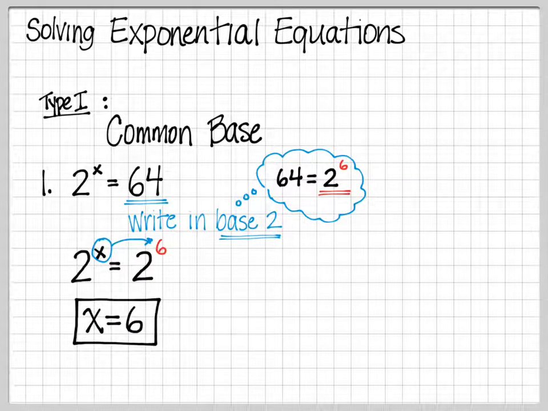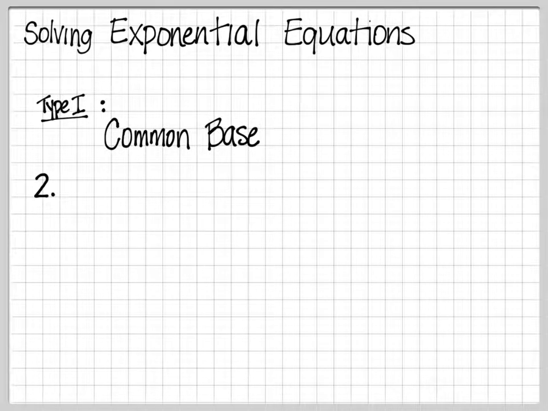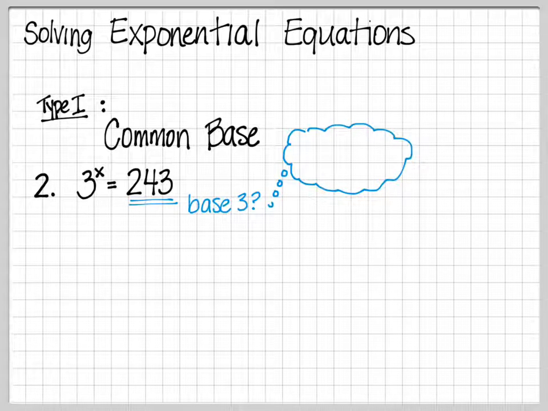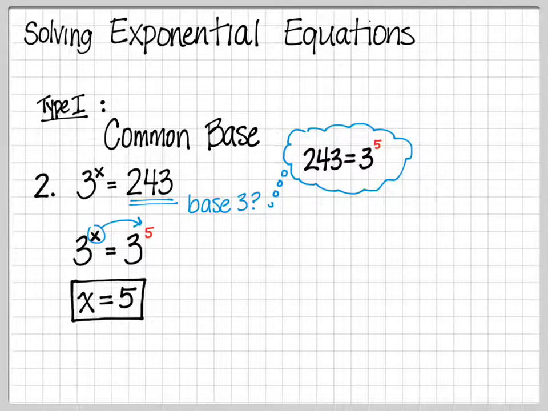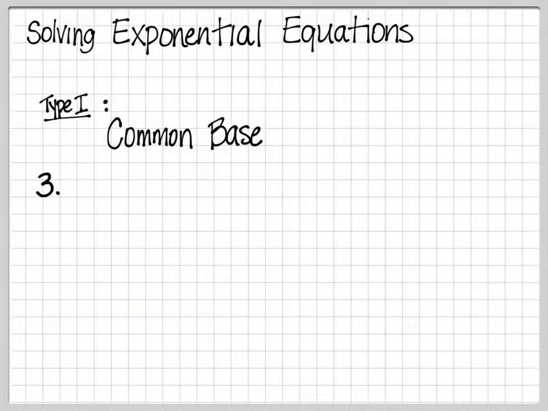So we were able to solve this by getting the left side of the equation and the right side of the equation with common bases. Problem number 2. I've got 3 to the x equals 243. And I think of it and I go, well, can that be written as base 3? Is it a base 3 number? And sure enough, 243 happens to be 3 to the 5th. So I can rewrite that as 3 to the x equals 3 to the 5th. The left and the right side of the equation are both base 3. So therefore the exponents are equal. X equals 5.